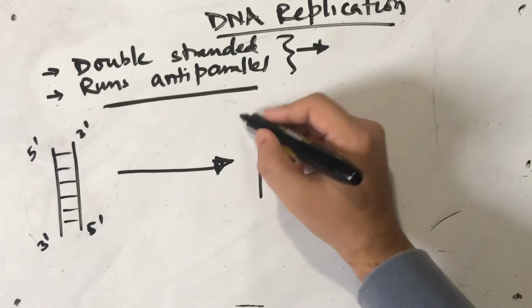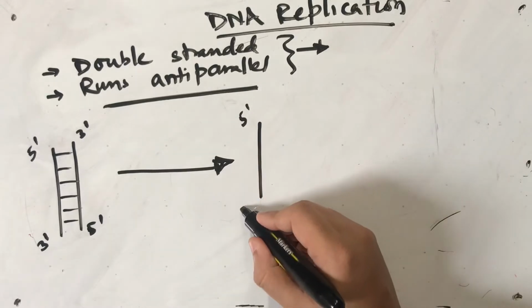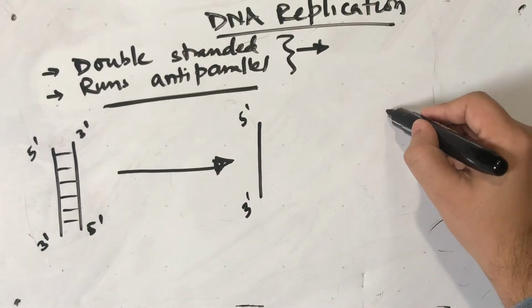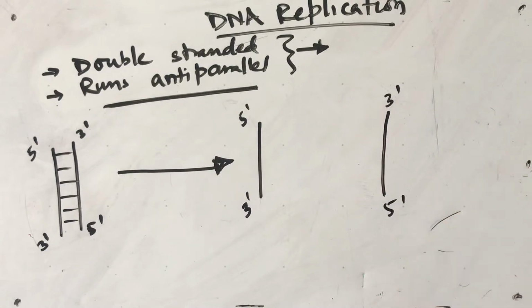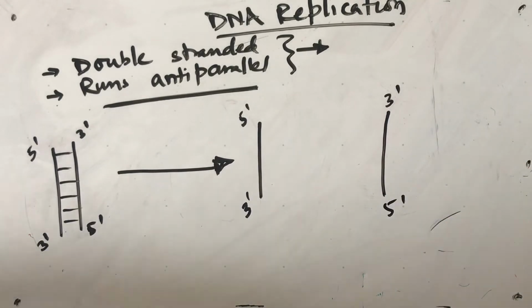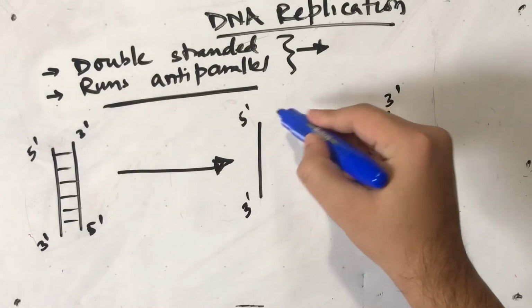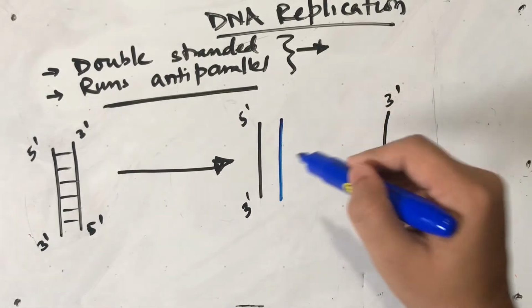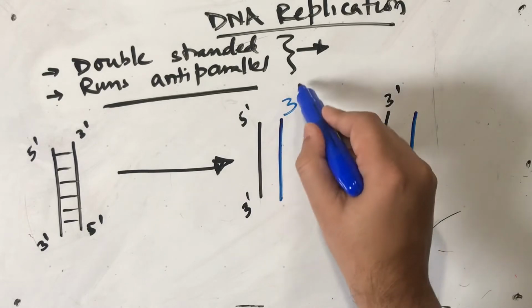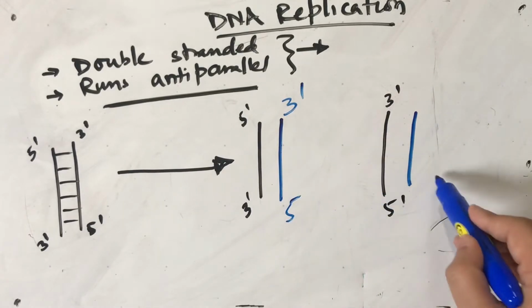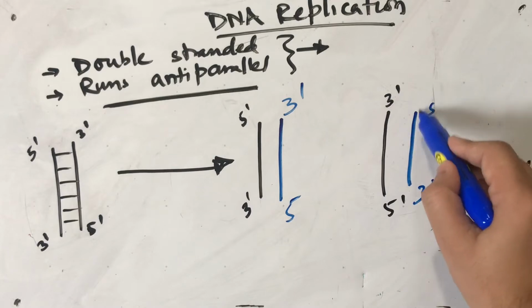So this is your one strand, which is 5 prime was here, 3 prime was here, and here is your another strand, which is 3 prime here, 5 prime here. Okay, and then we make a new strand, which is right here and then right here. Now this is your 3 prime and this is your 5 prime, and this is your 3 prime right here, 5 prime right here.